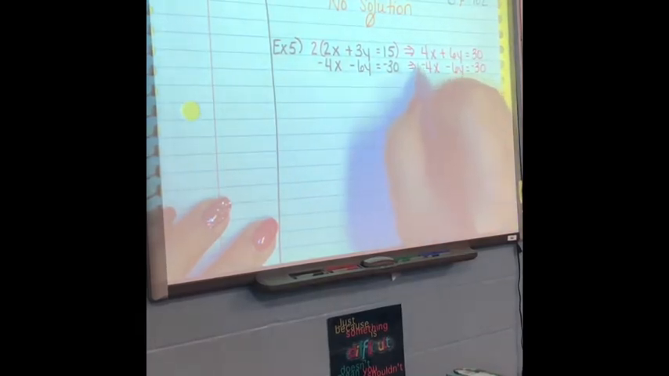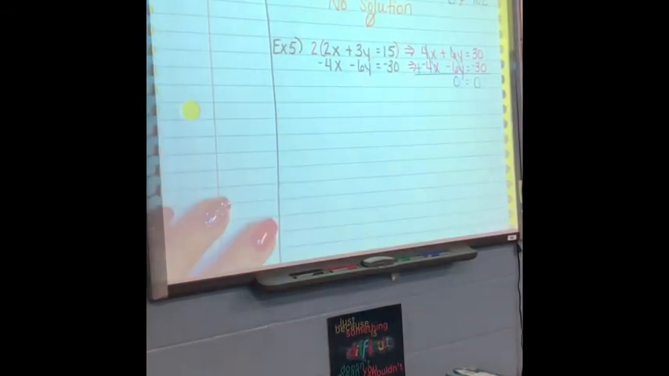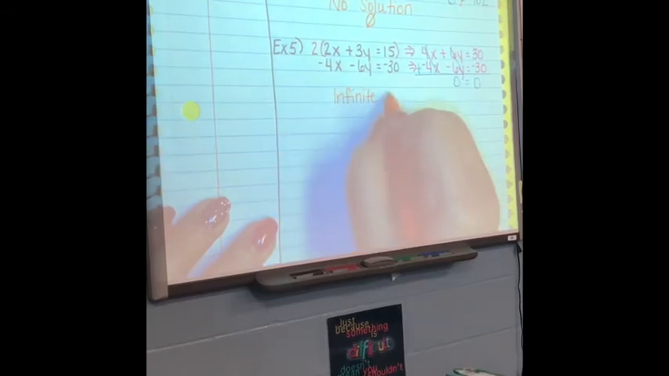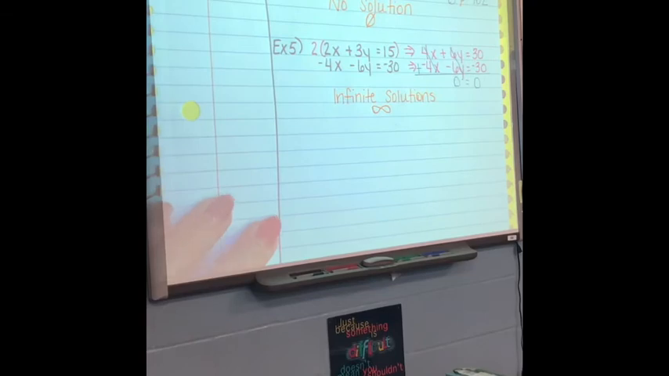So when I move into step 2 and I'm adding 4x and negative 4x, I'm going to get 0. And 6y and negative 6y, I'm going to get 0. And 30 and negative 30 is going to give me 0. Now, is that a true statement? Yes. So my variable's eliminated. I ended up with a true statement. Therefore, it is infinite solutions. Not all real numbers. Everybody's still getting hung up on that. I don't know why. Not all real numbers. Infinite solutions.